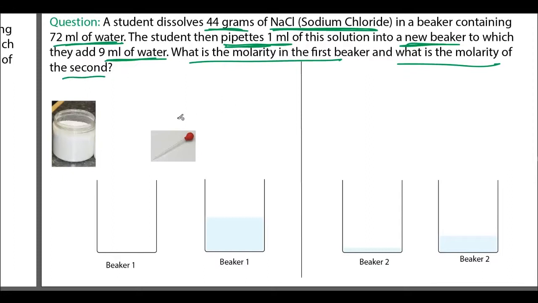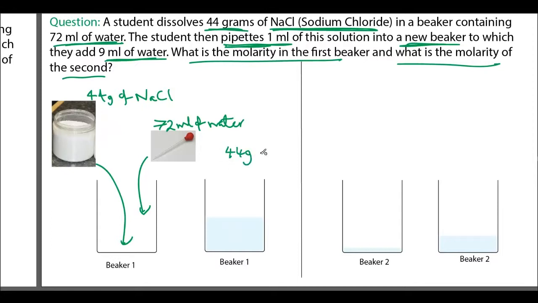So let's draw this out. Here we have 44 grams of salt, NaCl, sodium chloride, and we're going to add that to the beaker. We're then going to add 72 milliliters of water, and we're going to give it a stir. So the concentration of beaker 1 is 44 grams in 72 milliliters of water.